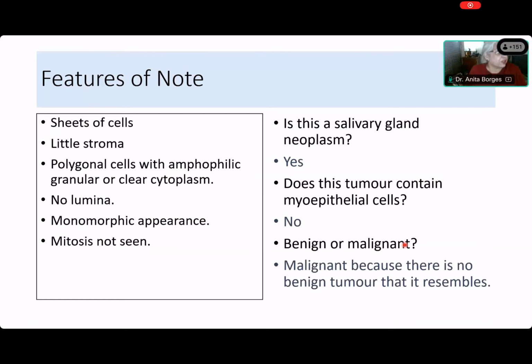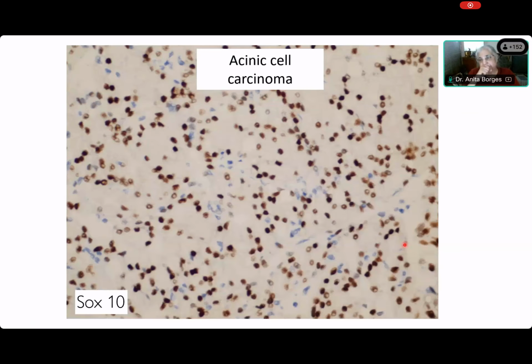So how do we know, Akshara, that it is malignant? Because it behaves like a malignant tumor. Exactly. Because there are no benign acinic cell tumors. All acinic cell tumors behave in a malignant fashion. They recur, they metastasize to lymph nodes, and therefore they are carcinomas. Excellent. Very good.